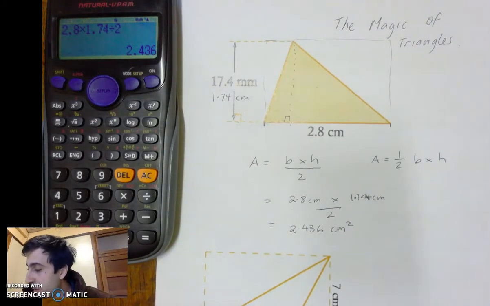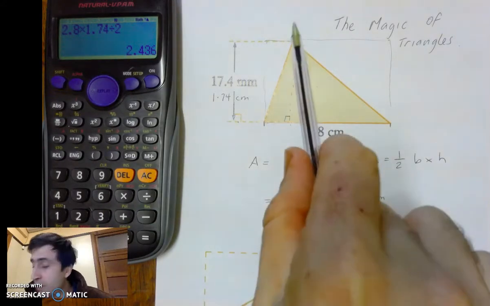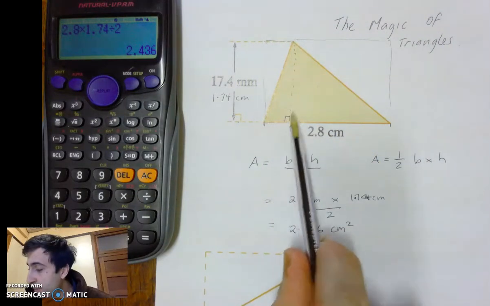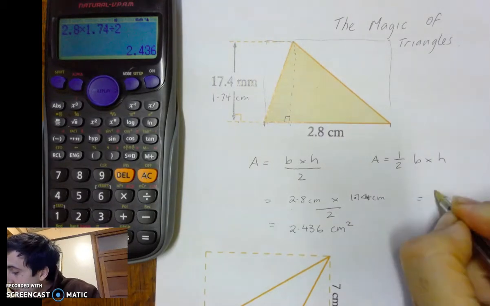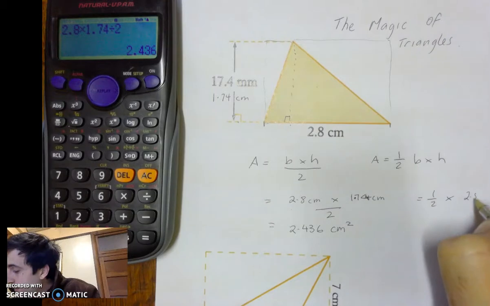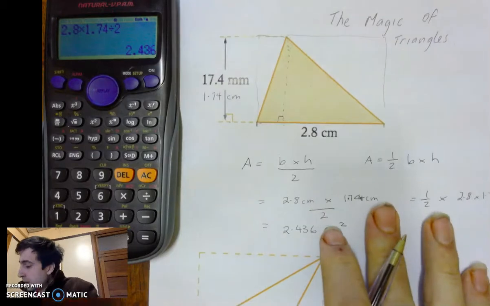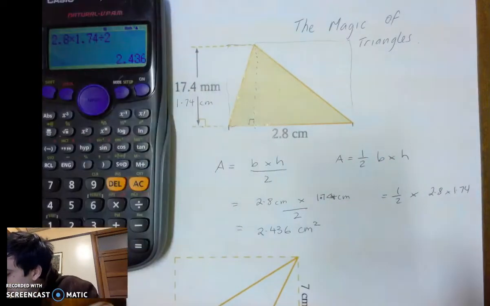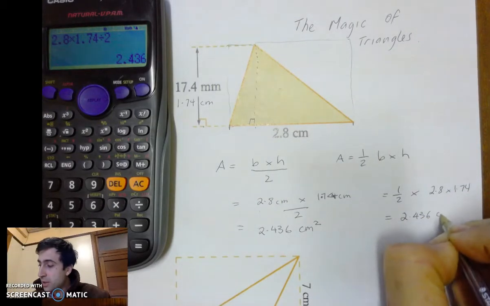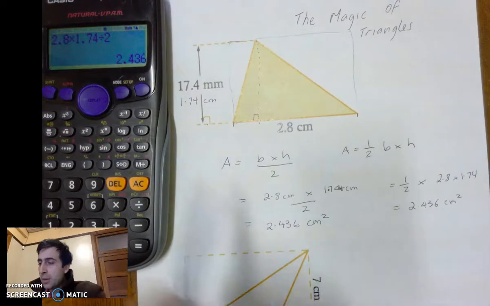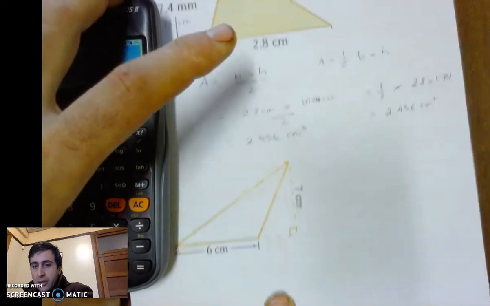All we did was multiply the base by the height and then divide that answer by 2. Now, if you like half base times height, you could have just done it like this. Half times 2.8 times 1.74. And you still would have got 2.436 centimetres squared. So it's base times height divided by 2. But now we get something that looks a little bit different. Have a look at this bad boy.